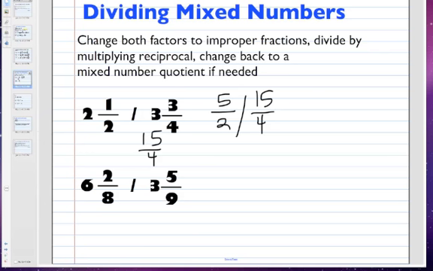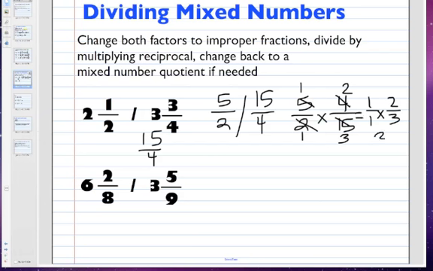Now I'm going to change that to a multiplication problem. 5 halves times 4/15. And then I always get into the habit of using that cross reduction. So 2 and 4 share a factor of 2, and 5 and 15 share a factor of 5. So I divide them by their common factors. So I have 1 over 1 times 2 over 3. Well, that just equals 2/3. So 2 and 1/2 divided by 3 and 3/4 is 2/3. And I don't have to change it back to a mixed number because that's a proper fraction.